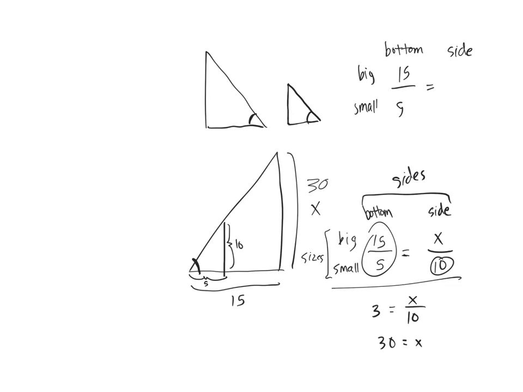What is the side of the big triangle? x. And what is the side of the small triangle? 10. So you can see here, I'm going to outline in red now. Here's the small triangle. The side of the small triangle is this side right here. The bottom of the small triangle is here. The bottom of the big triangle is here, this whole triangle, and the side of the big triangle is here.